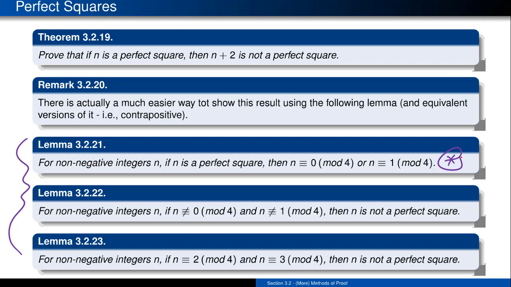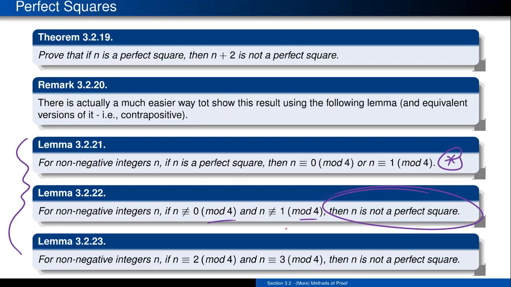Well, I know that I can manipulate this thing and change the way it looks a little bit. If I look at the contrapositive of this thing, I'm going to switch the hypothesis and conclusion, introduce the and by using De Morgan. So an equivalent version of that lemma is going to say that if I have a number that is not 0 mod 4 and it's not 1 mod 4, then I know that that thing is not a perfect square. So you can see that that's going to give me some guidance on this quest for showing something is not a perfect square.